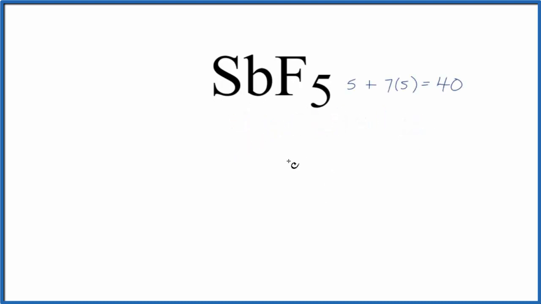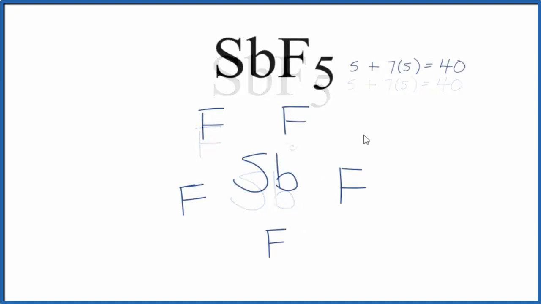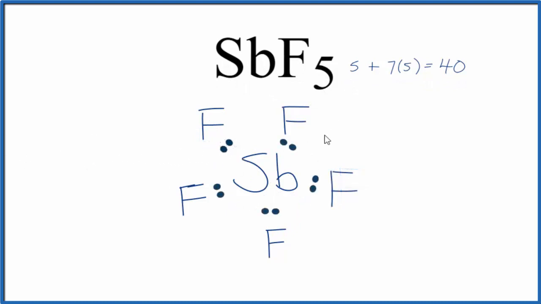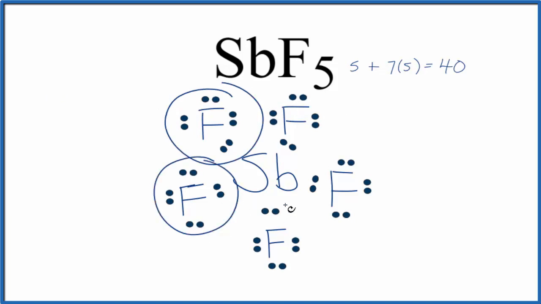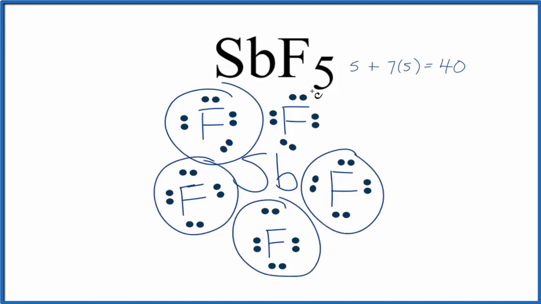We'll put the least electronegative element in the center of our Lewis structure. That's the antimony. Then we'll put the fluorines around the outside. Next, we'll put the valence electrons between the fluorine and the antimony. That'll form the chemical bond. Now we'll go around the fluorine atoms and complete their octets. So at this point, each fluorine atom has an octet. They all have 8 valence electrons, so that's good.